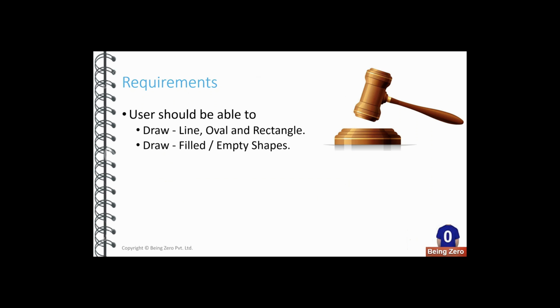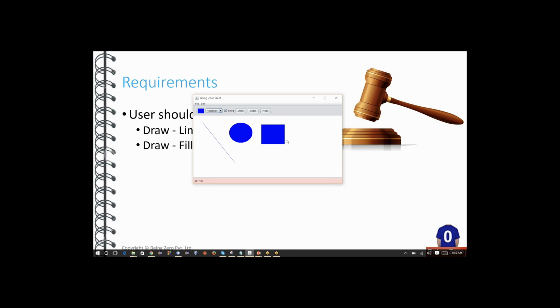Second requirement says user should be able to draw filled or empty shapes. Right now, the circle and rectangle that we have drawn, they are the filled ones. So there is a checkbox here. By default, it is filled. If I remove the check and if I go and draw a rectangle now, you'll notice this rectangle is not filled with color. Same way, if I go and draw an oval, this oval will not be filled with any color. So that is what the second requirement is.